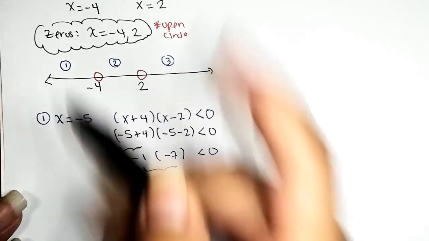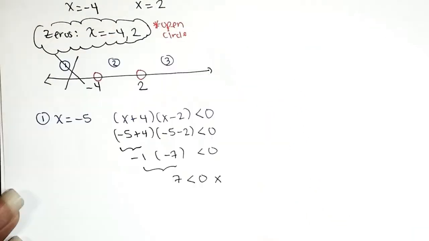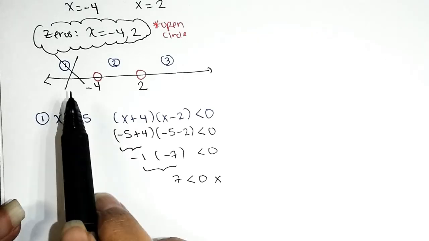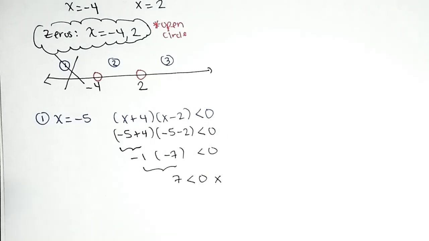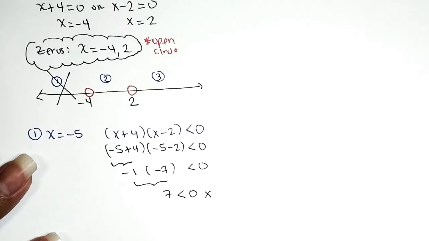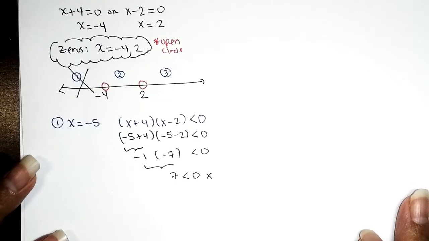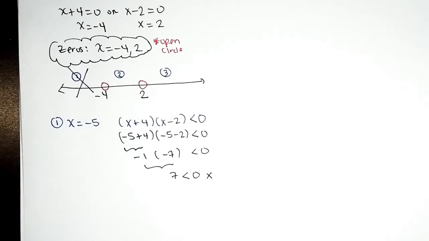So with your permission, I'm going to cross it out. Do you have to cross it out? No, but I like to. Okay, so one interval down, 2 more to go. So remember, each interval must be tested. So where should we show work? I'll do it right here. I think I can fit it.